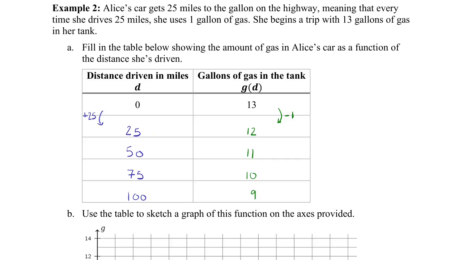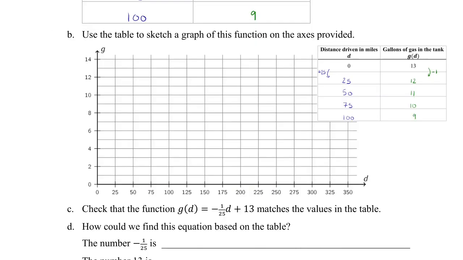So again, we can look at the graph of this relationship just based on the table, and we're going to notice a familiar pattern. Just putting a copy of that table next to our axes so we can see them at the same time. When d is 0, g is 13. So I'm finding the 0 on the d-axis. 13 on the g-axis is going to be halfway between 12 and 14. So this is the point 0, 13.